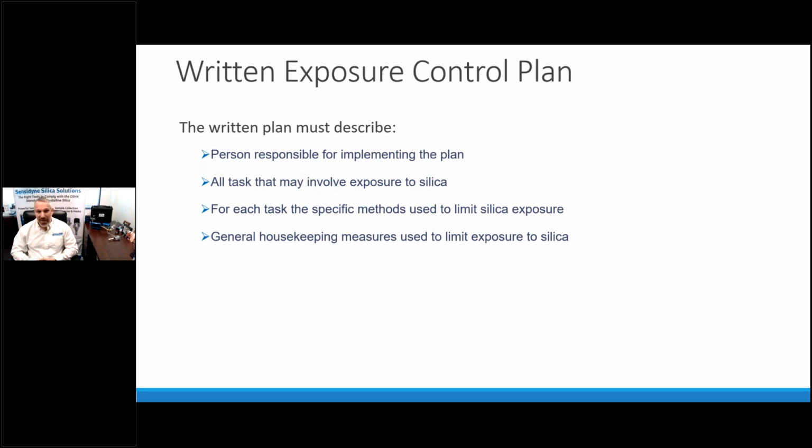Companies are required to have a written exposure control plan. It must include a person responsible for implementing the plan, all tasks that may involve exposure to silica, and then for each task, the specific method used to limit silica exposure, as well as general housekeeping measures to be used to limit exposure to silica.